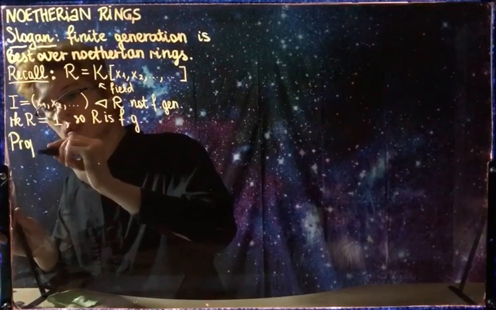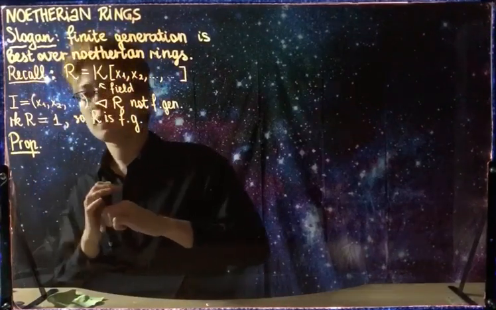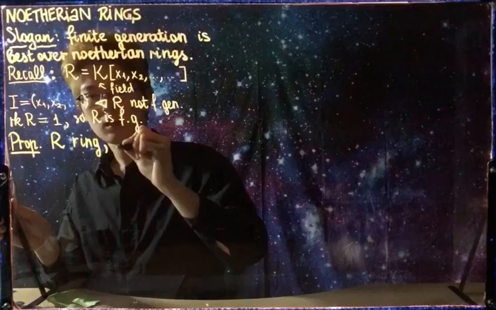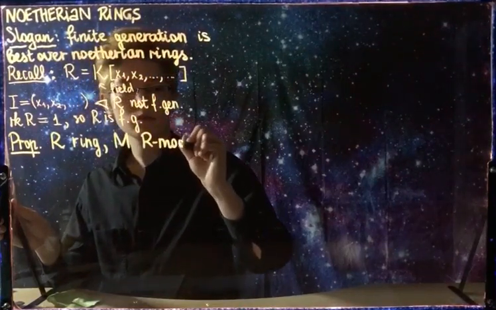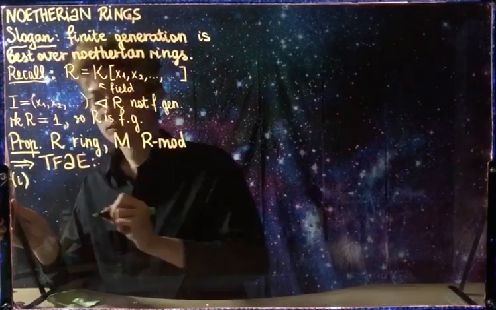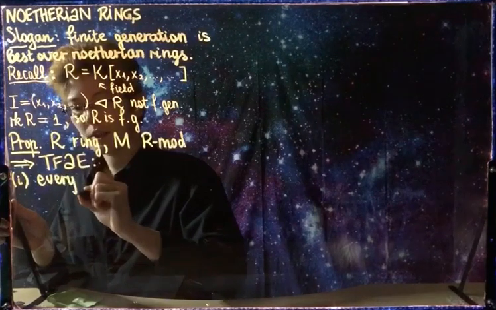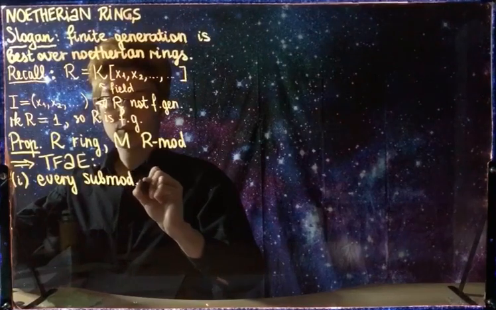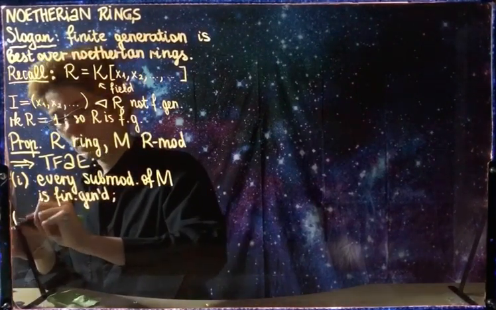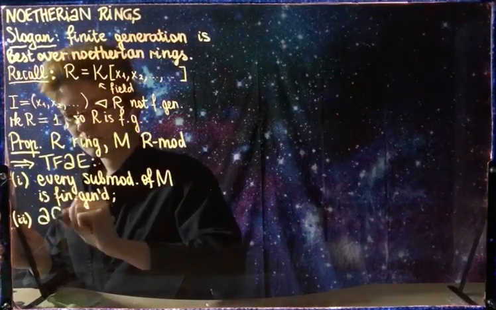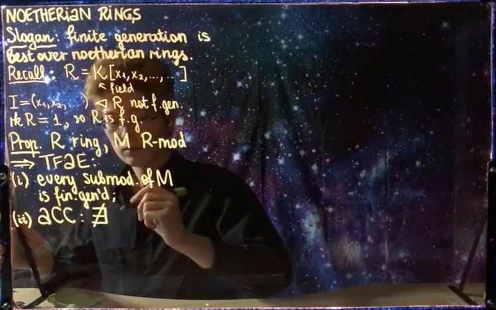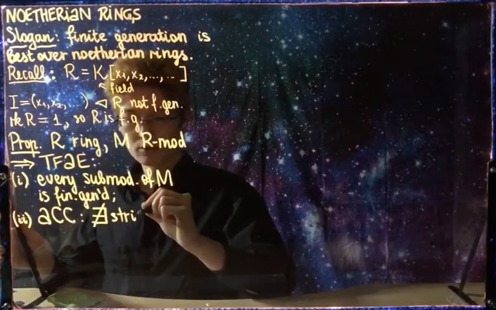I want to prove a proposition that relates finite generation of submodules with the ascending chain condition. So proposition: R is any ring, M is any R-module, and the following conditions for M are equivalent. The first is that every R-submodule of M is finitely generated. And second, the ascending chain condition, which says that there is no strictly increasing chain of submodules of M.